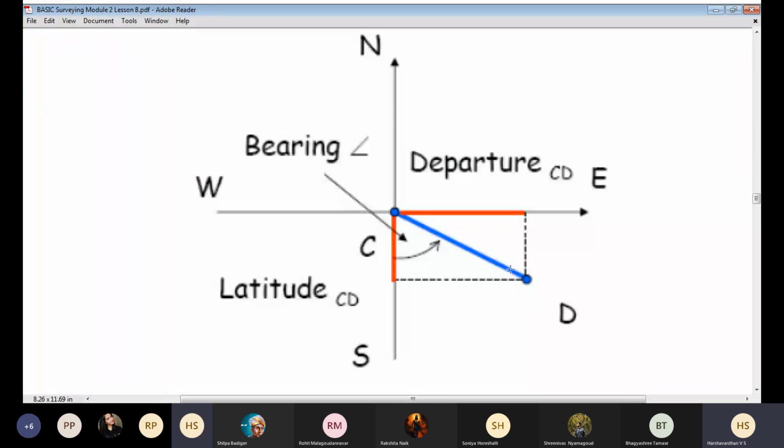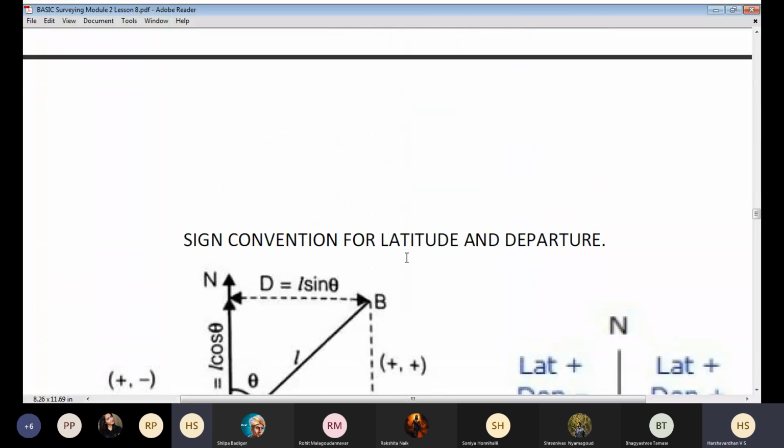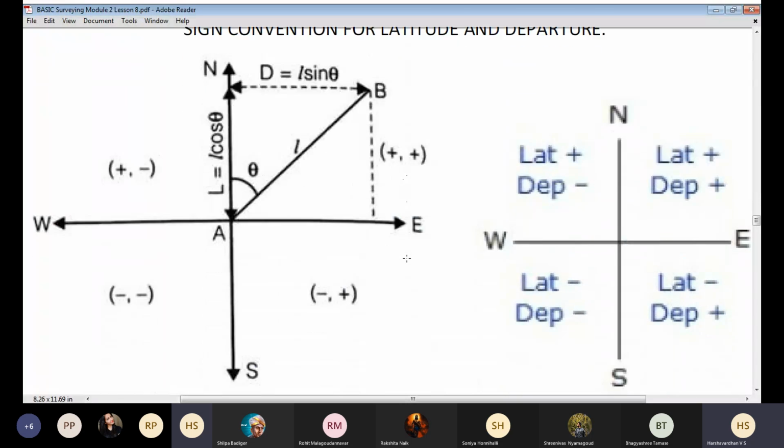If you go to southeast quadrant, the departure is along east, it is going to be positive, but the latitude is along south or it is southwards, so it will be negative. So please remember, this is the sign convention for latitude and departure.